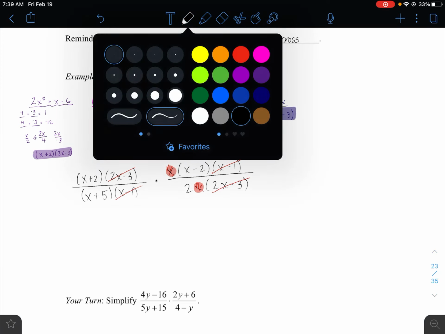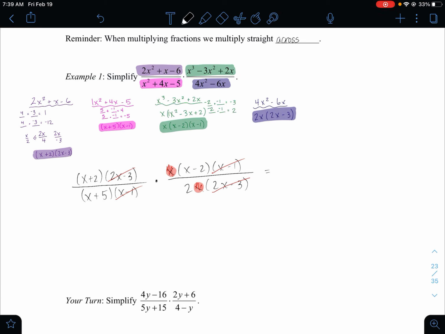I'm going to write what I'm left with, just to make sure. I have an x plus 2 in the numerator times an x minus 2. In the denominator, I have a 2, then an x plus 5. Now remember, we canceled out three different things.